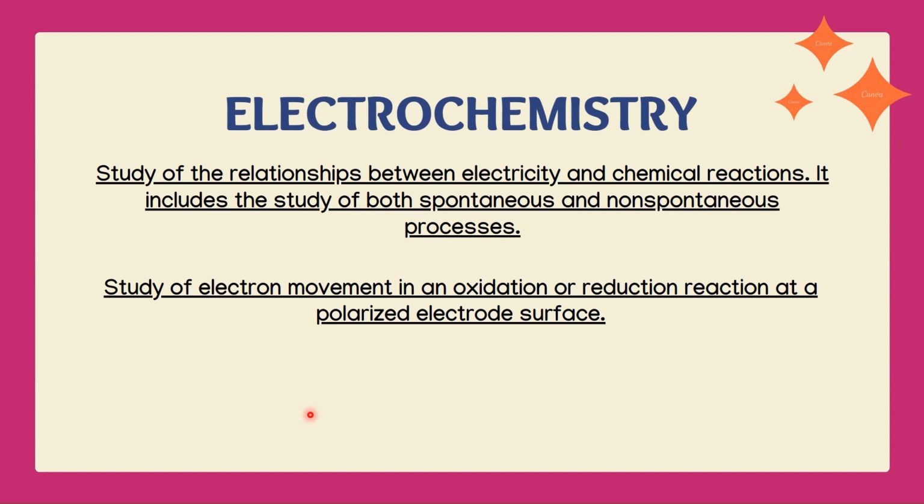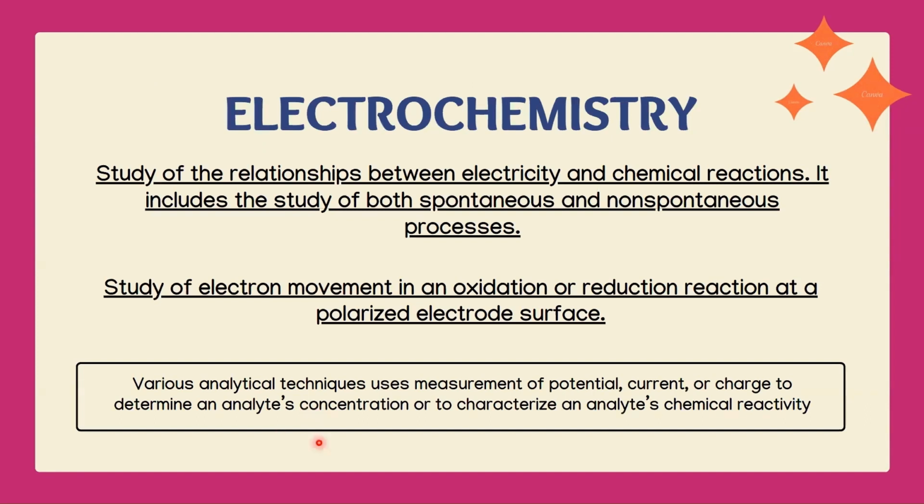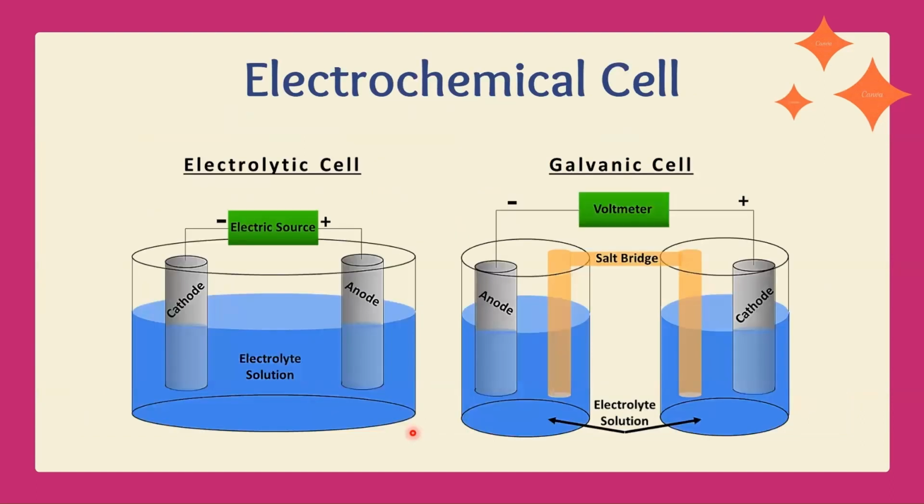So what is the significance of electrochemistry in analytical techniques? Various analytical techniques actually use measurement of potential, current, or charge to determine an analyte's concentration or to characterize an analyte's chemical reactivity. We have two types of electrochemical cell, the electrolytic and the galvanic cell.